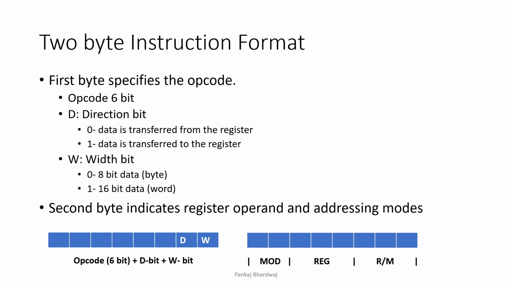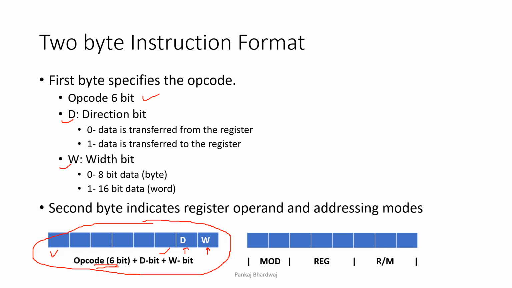The next is the 2 byte instruction format, in which the first byte specifies the opcode. The opcode is 6 bits. The other 2 bits are D and W. D is the direction and W is the width. That contains the first 8 bits, or first byte, of the 2 byte instruction format. These 6 bits, from this to this, are the opcode, and this D bit is for direction, while the W bit is for width, to define the width of the data.